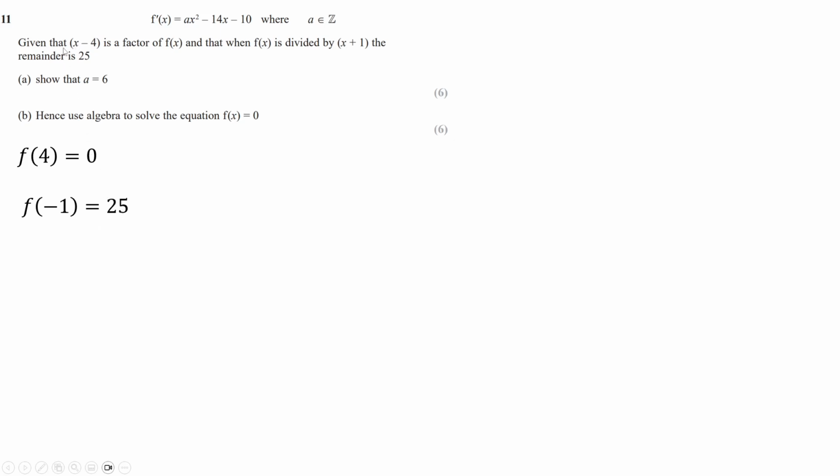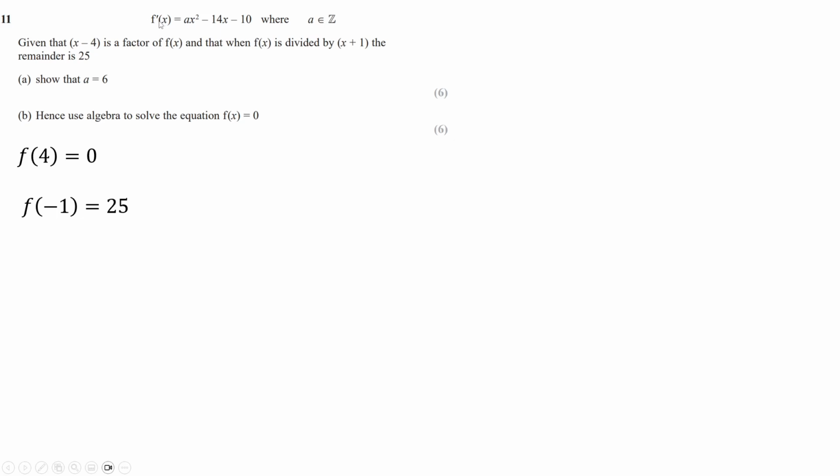So when f of x is divided by x minus 4, the remainder is 0. And then when f of x is divided by x plus 1, the remainder is 25. I hope that makes sense. And then, yeah, so now we want f of x.